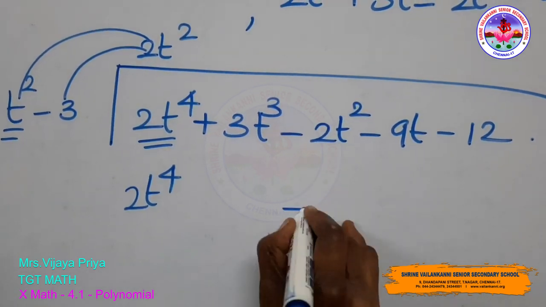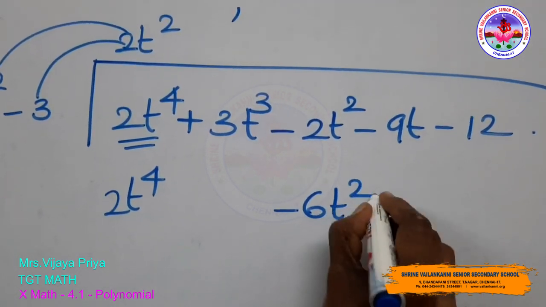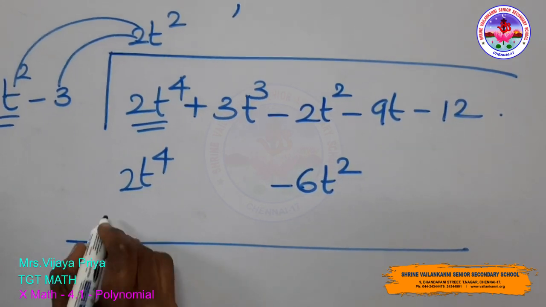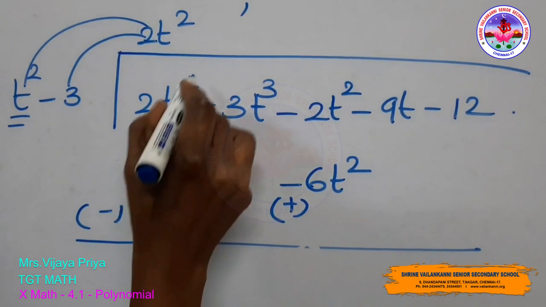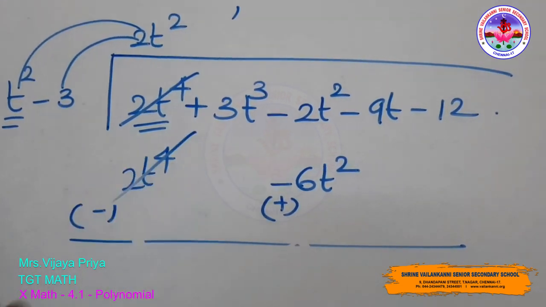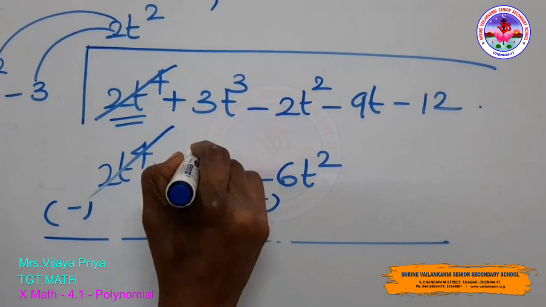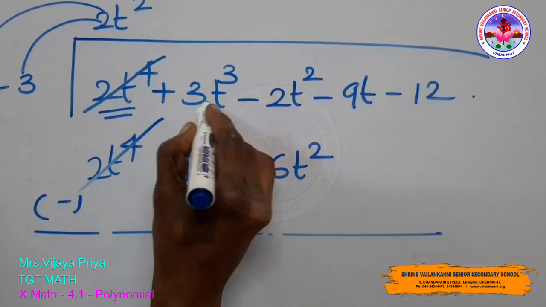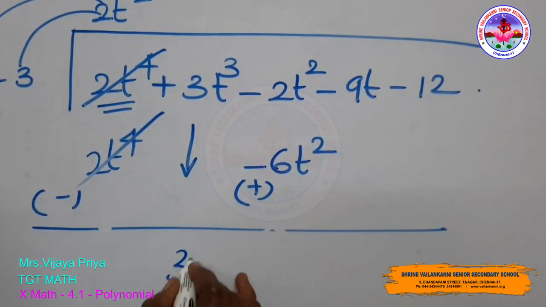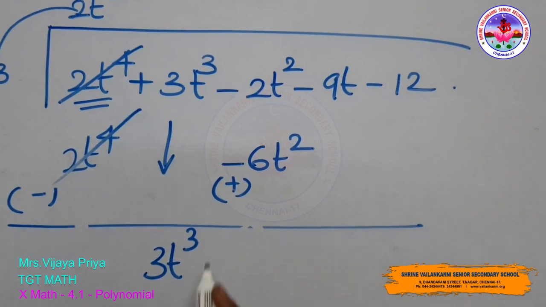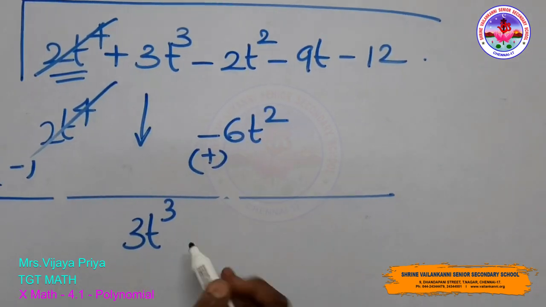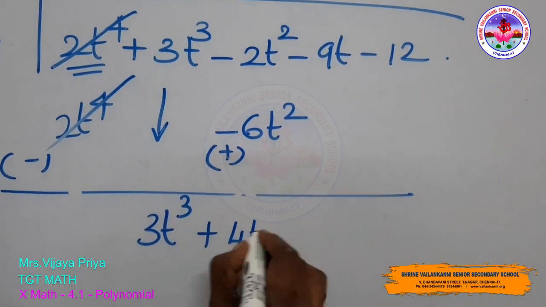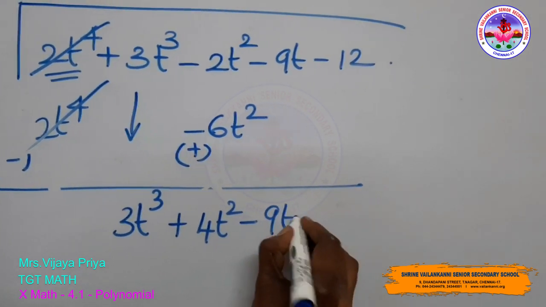So I am writing this below. So I will get minus t^2. Now changing the sign of this expression in order to cancel, plus 2t^4 minus 2t^4. Since 3t^3, I am writing as it is. Now coming to this, minus t^2 plus 6t^2, I will get plus 5t^2.